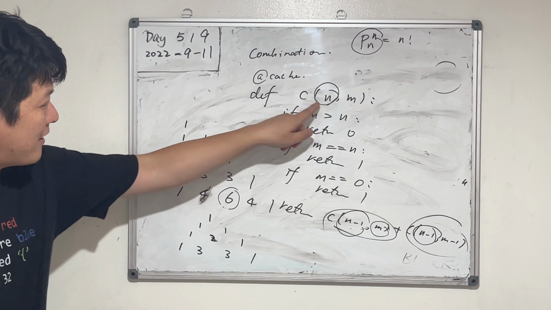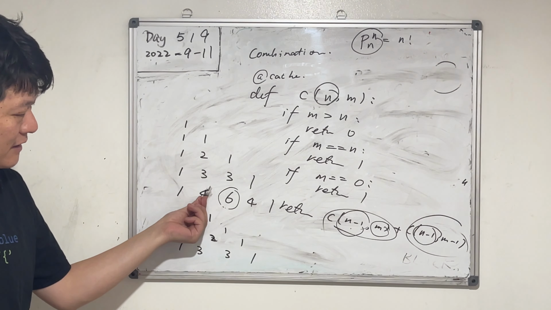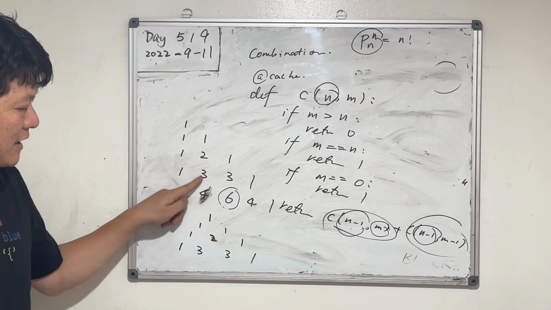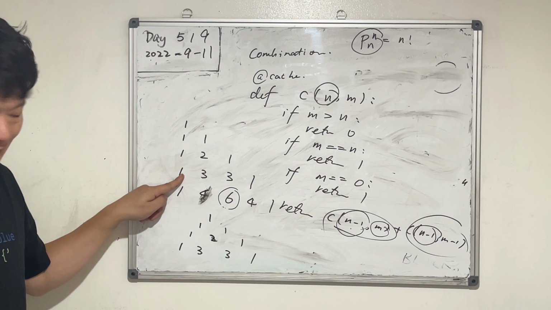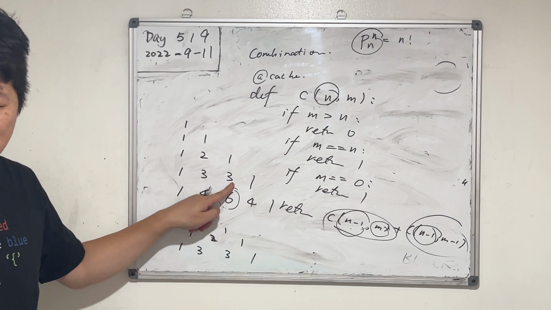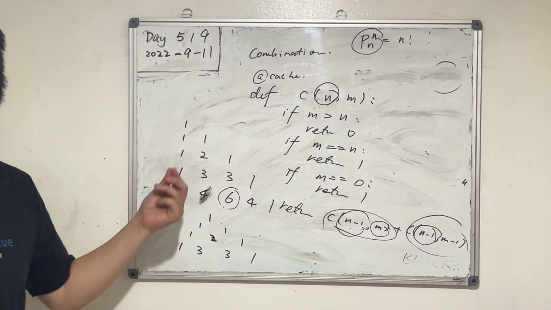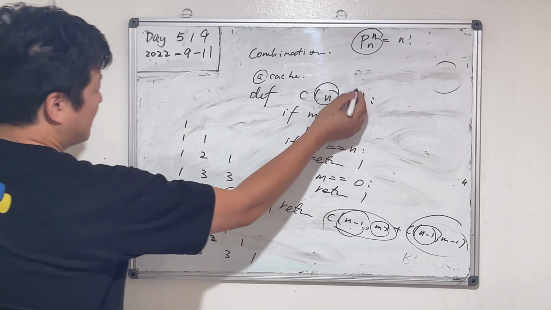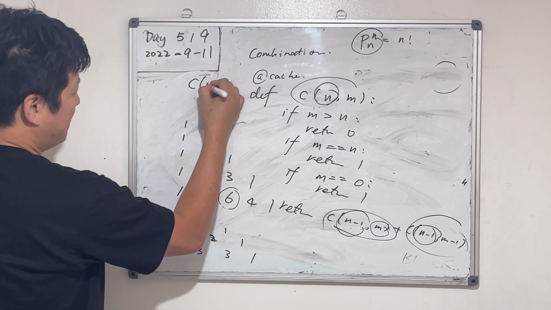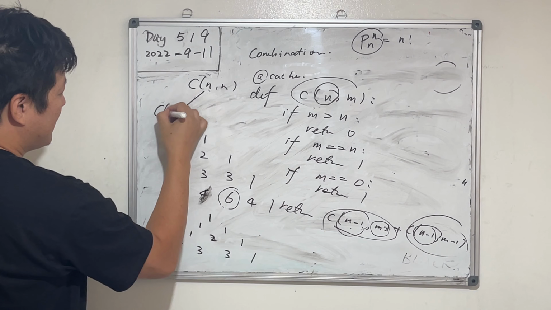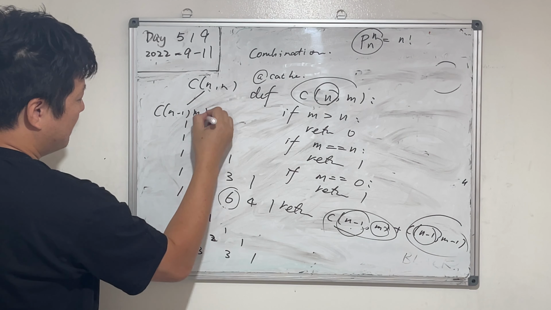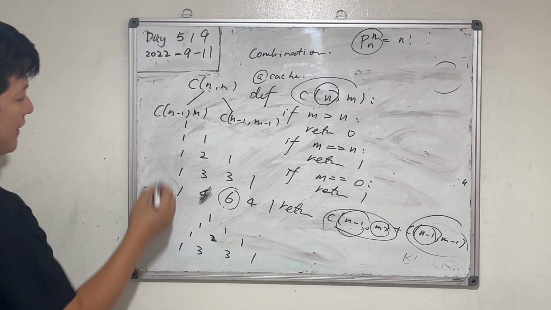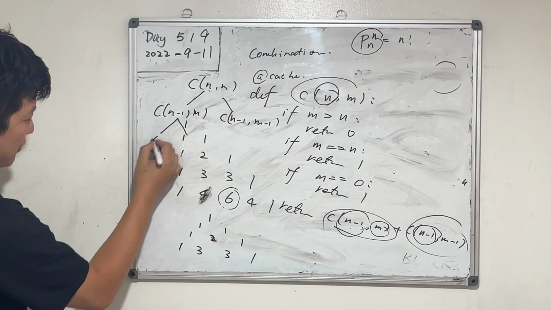Look, I want to calculate Cnm here. It's the sum of C(n-1, m) and C(n-1, m-1). Any number equals the sum of the two numbers above it. With top down, we want to calculate Cnm, then we need to know C(n-1, m) and C(n-1, m-1). And again, this will be spawned into 2.